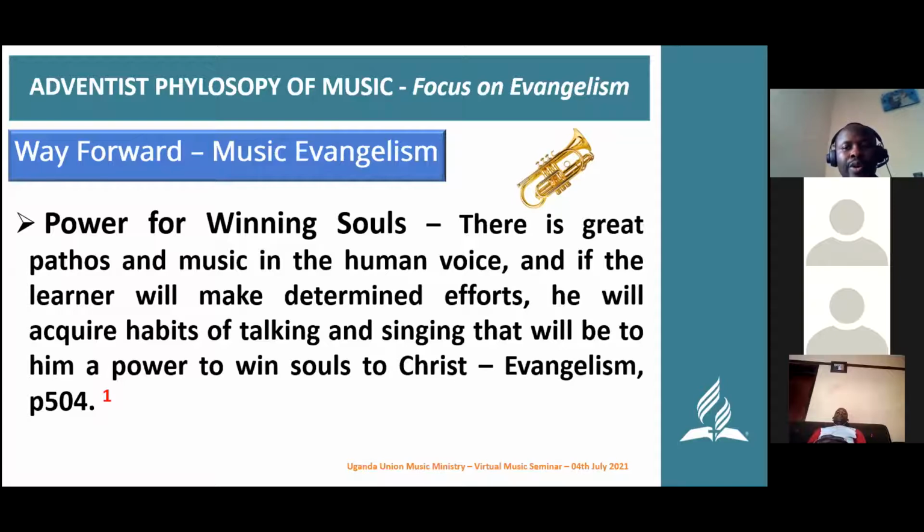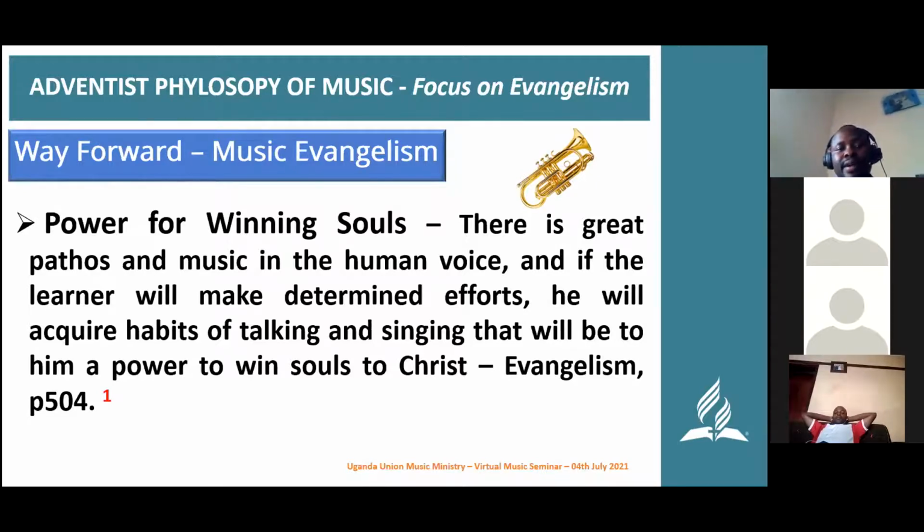What is our way forward? The way forward is there is power for winning souls. How are we going to achieve it? By correcting what we have not been doing right.